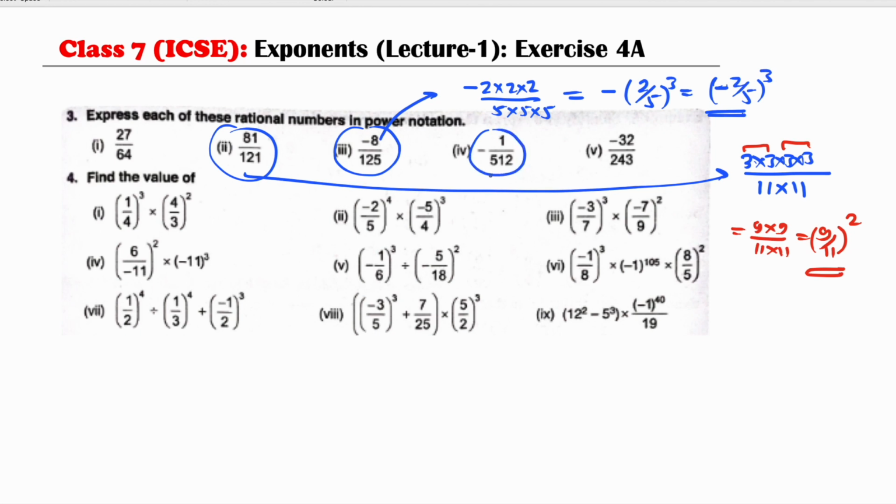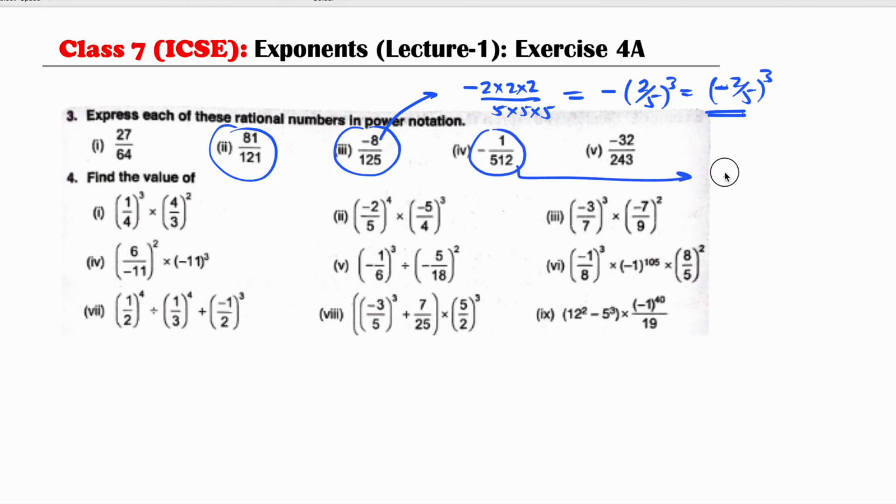Similarly here 512 means this is minus 1 upon 2 into 2 into 2 into 2 into 2 into 2 into 2 into 2 into 2. How many times? 9 times. So this is minus 1 upon 2 to the power 9. How can this be merged together? It can be written as minus 1 by 2 to the power 9. This way we can merge the base with the power.